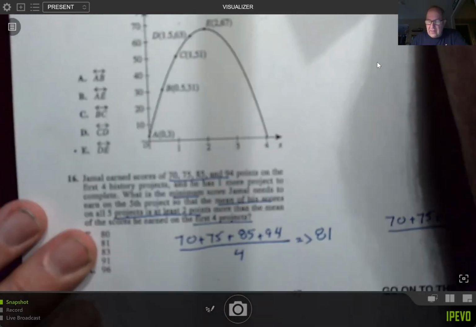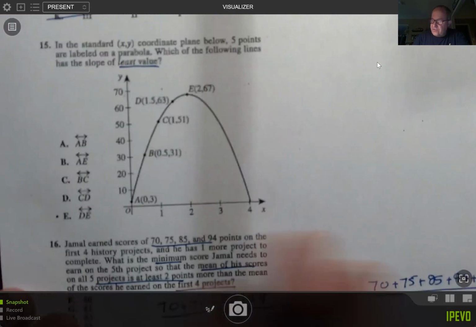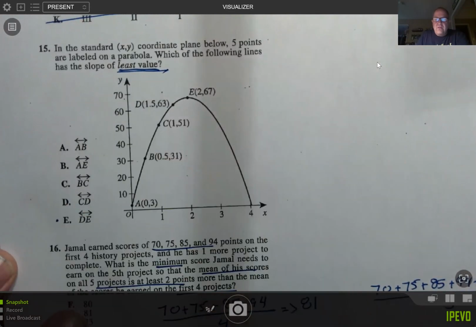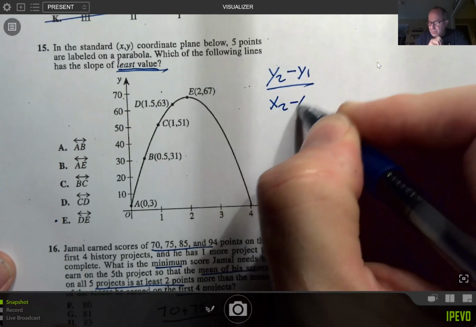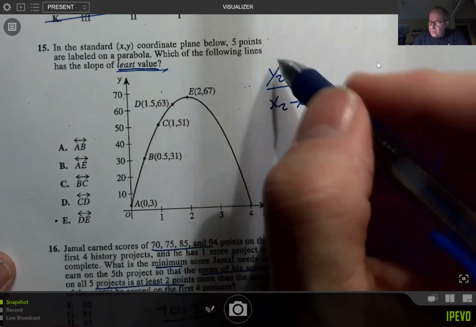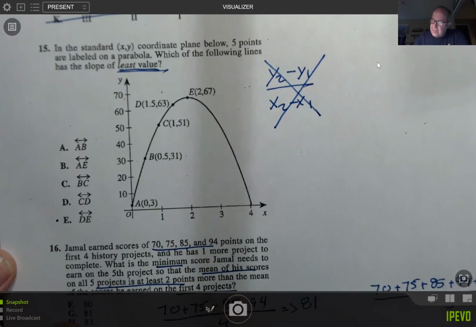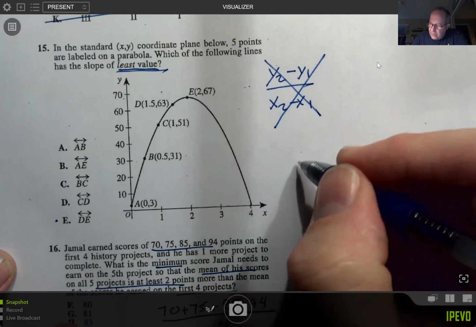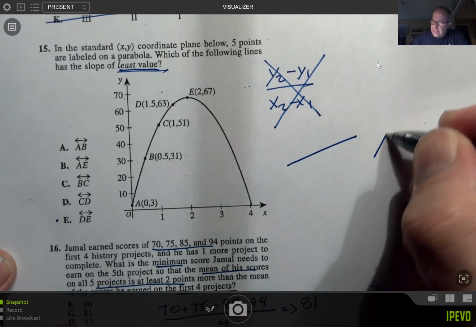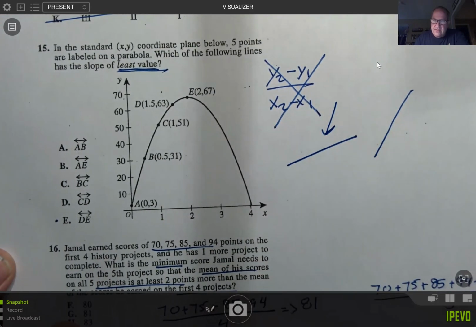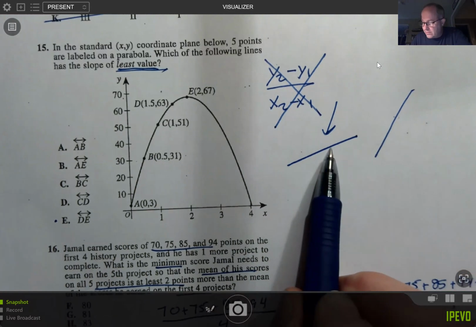15 asks for which one of these gives the slope of least value. Now, please don't do the formula for slope. Do not do this. I'm sure a few people were because they saw these coordinates. Please don't do that. Least value. I think we would agree a line with a slope, like if I drew a line like this and I drew another line like this, the first line's slope is definitely less steep than this one. I would not want to hike up this mountain. This one I wouldn't want to either, but I'd pick it over here.